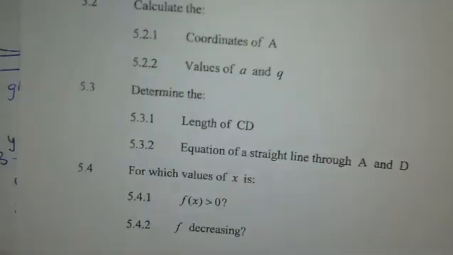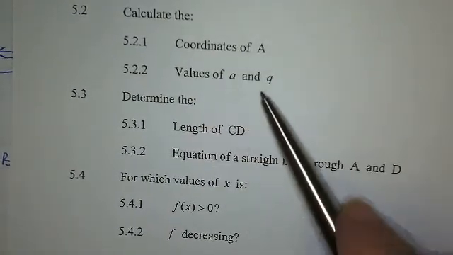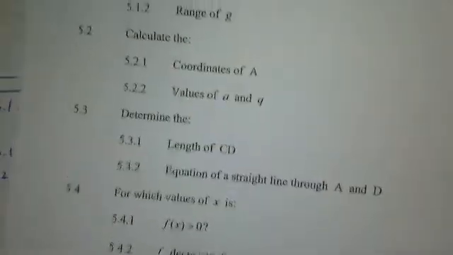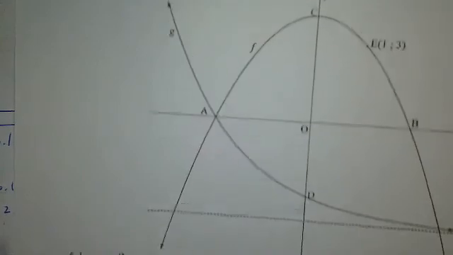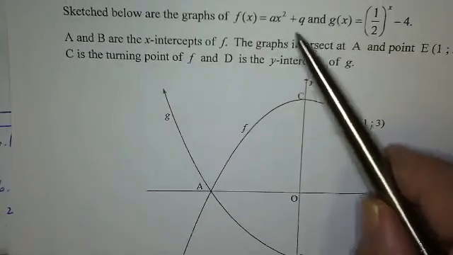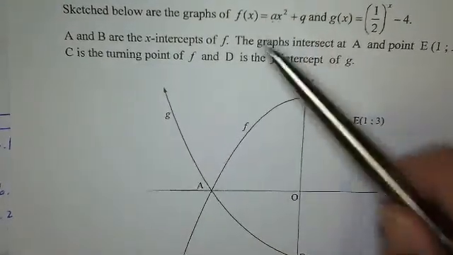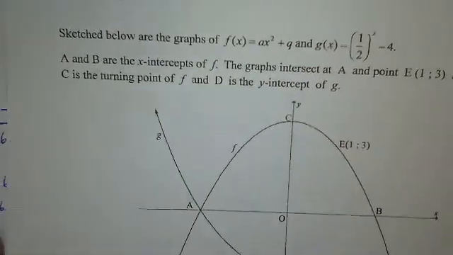Now, they say, find now the values of small a and small q. Now you must look, where will you find the small a and the q? Not on the diagram, but in the equation. So the a and the q belong to the parabola. So, what must I do now?